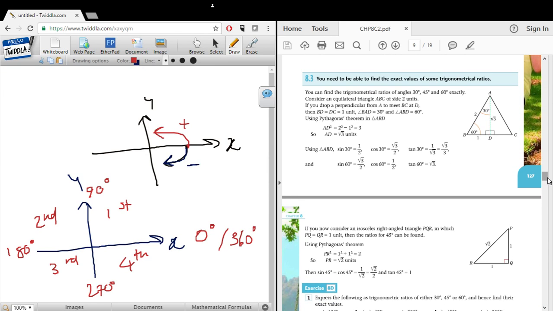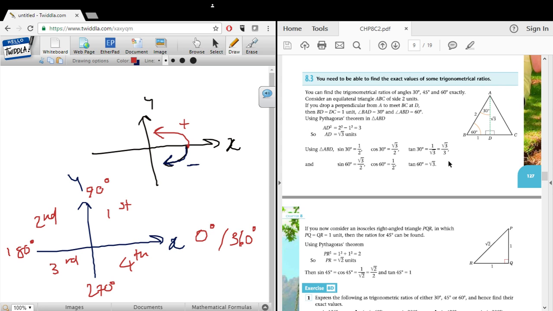8.3. You need to be able to find the exact values of the trigonometrical ratios. You can find the trigonometrical ratios of angles 30, 45 and 60 exactly. Consider an equilateral triangle ABC with side 2 units. If you drop a perpendicular from A to meet BC at D, then BD equals DC, which equals 1 unit. And you have the angles 30 and 60, using Pythagoras theorem in triangle ABD. Remember Pythagoras theorem: a squared plus b squared equals c squared. And then they also have the angles here, all three of them.